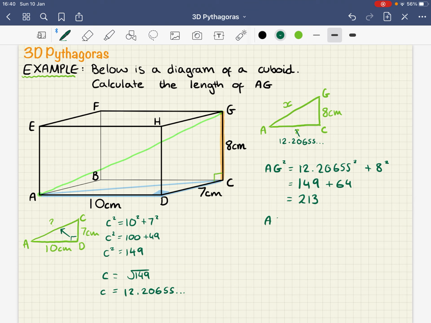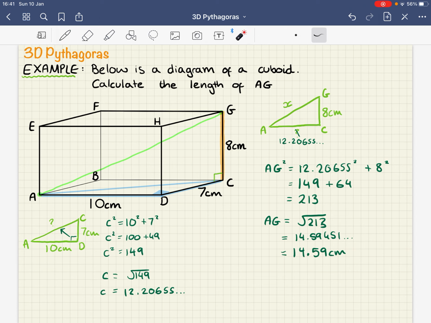So that means AG, when I square root 213, comes out as 14.59451 and so forth. Rounding that to 2 decimal places, that's going to be 14.59 centimetres. And there we go, that's my diagonal length.